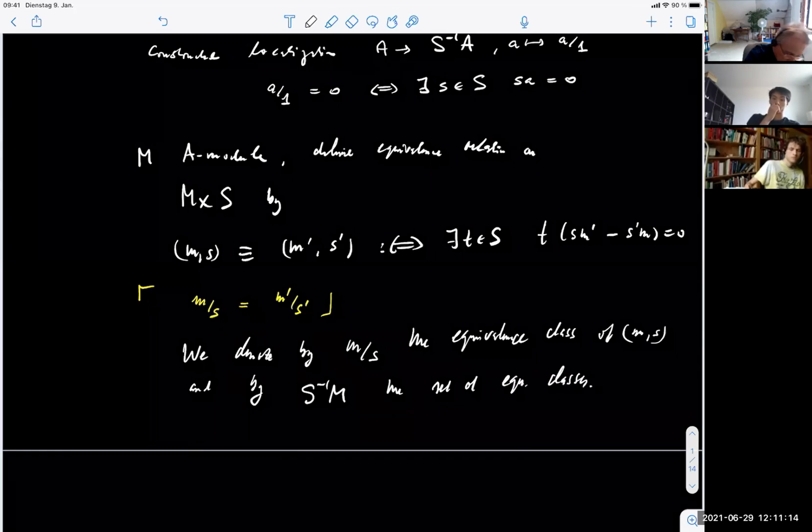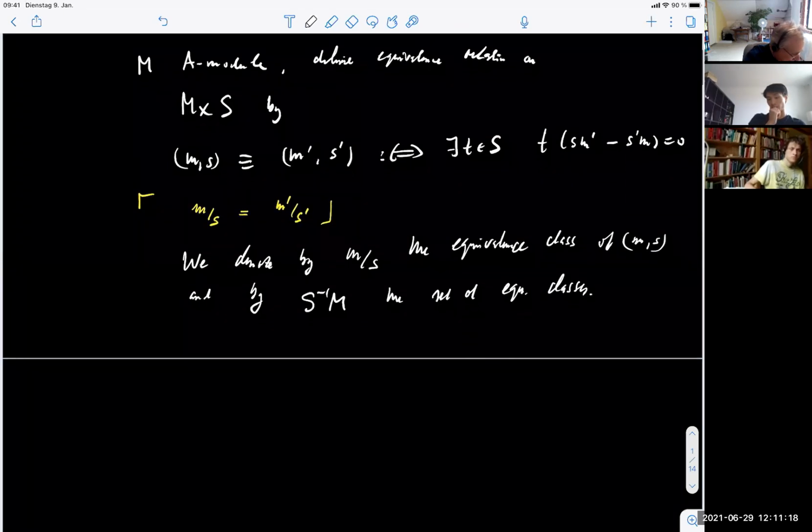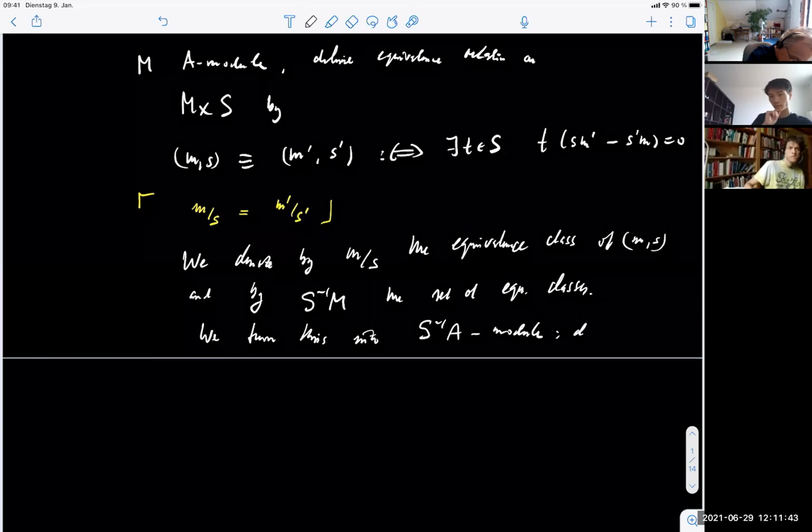Okay, and then what we do is completely standard, right? We want to have a module. We turn this into a module over this bigger ring, this localized ring. Or if I say bigger, it's not correct. It can also be smaller. And what do I do?